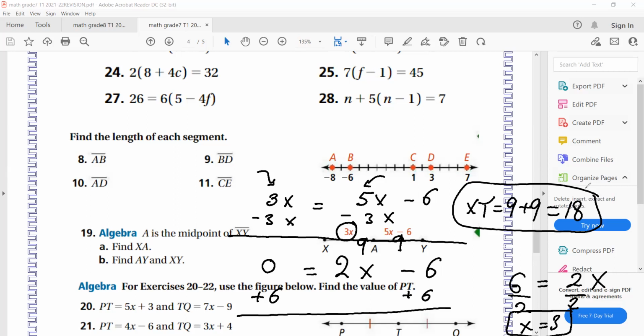Do you understand? Yes, Miss, I don't get it. Which one? Miss, after we cut out the 3x and it becomes 0 equals 2x minus 6, what did you do? Add 6 on both sides. I wanted to remove this part, minus 6. I would plus 6, plus 6. I add 0 plus 6 equals 6. Equals 2x. 6 equals 2x. Then divide by 2 on both sides.